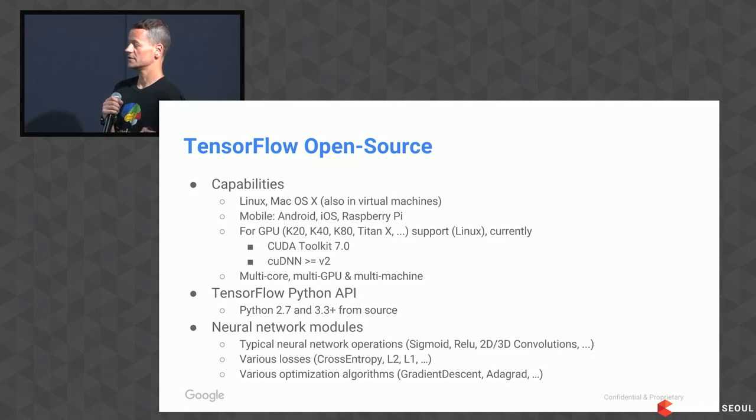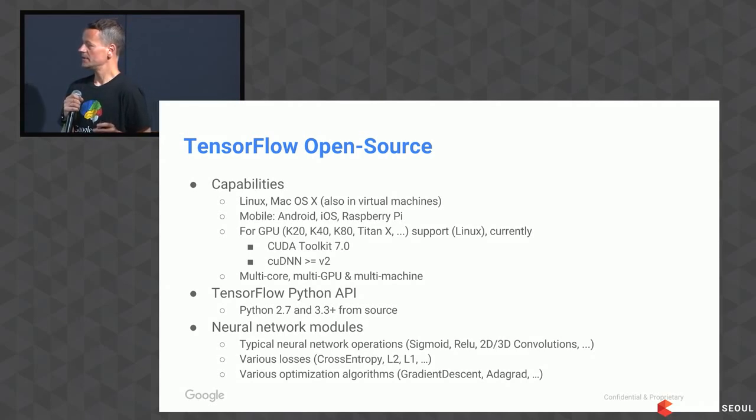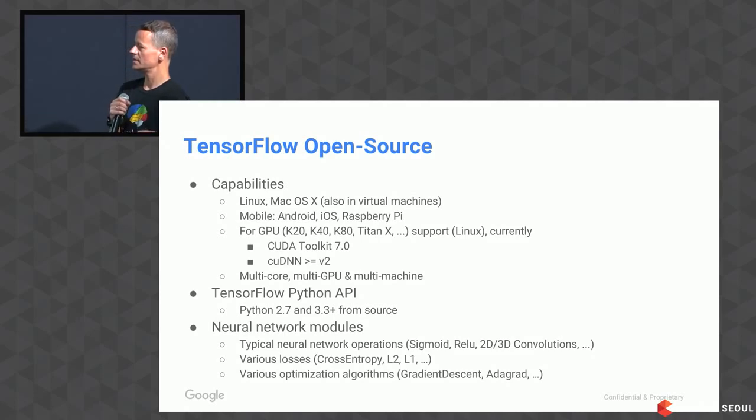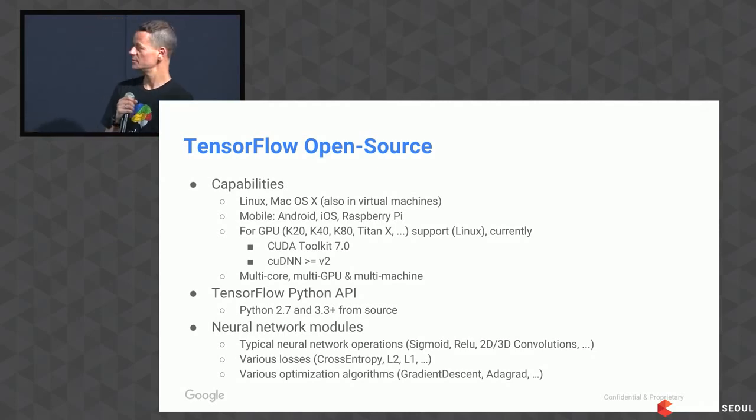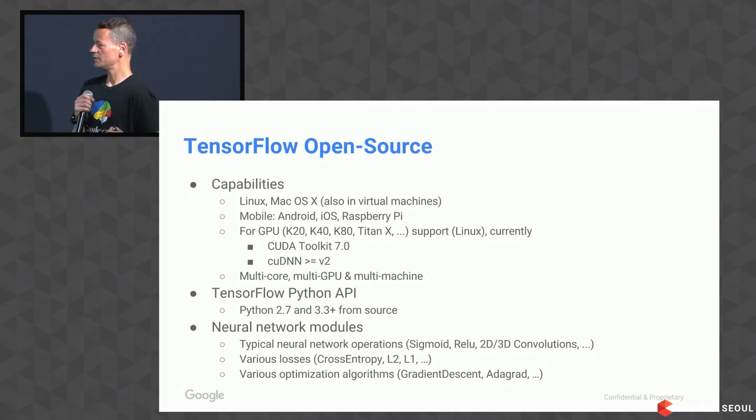For the GPU cards, it supports a lot of GPU cards: K20, K40, K80, Titan X. This is usually only supported under Linux currently. It uses, at the time, CUDA Toolkit 7.0 and cuDNN version 2 or greater. I think by now they're up to version 4. It runs multi-core, multi-GPU, and multi-machine. The TensorFlow Python API is usually Python 2.7, but if you compile from source, you get 3.3 or more.